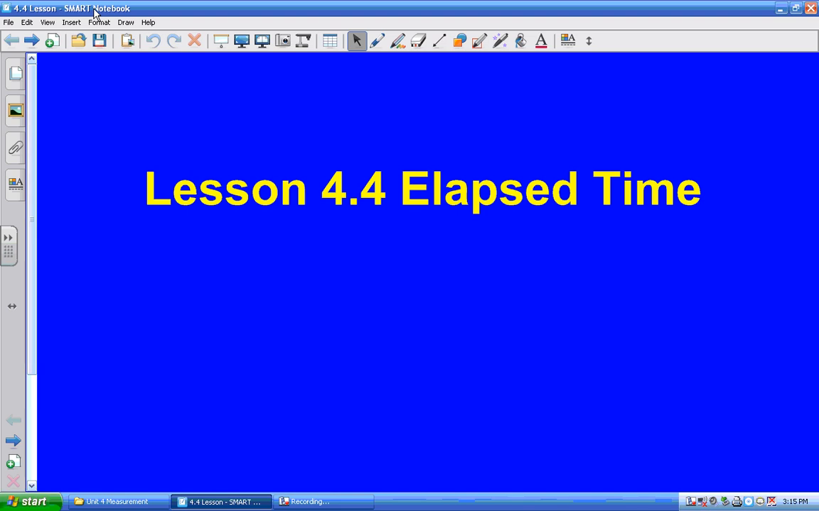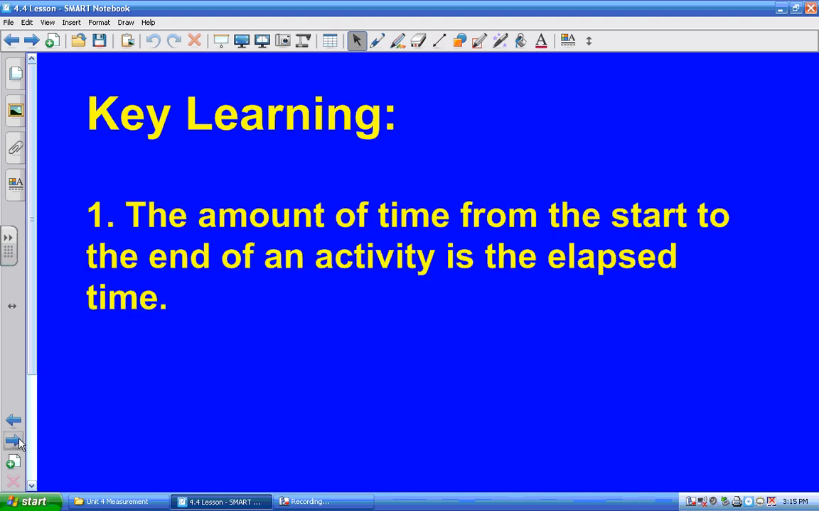And what that means is time that has passed, and you have to figure it out. So, for example, if someone said, I started doing something at this time, and it's now this time, what you have to do is try to figure out how much time has gone by. Okay? The amount of time from start to the end of an activity is what we call the elapsed time. That's a new word for you, elapsed.